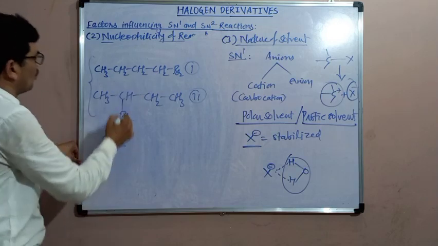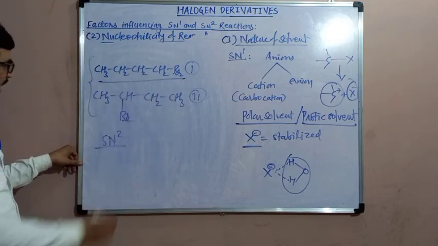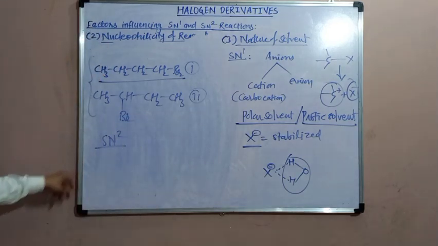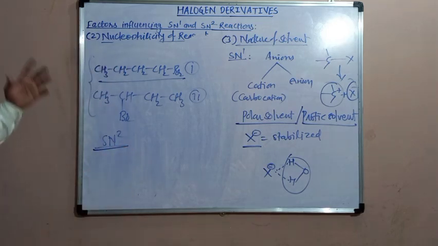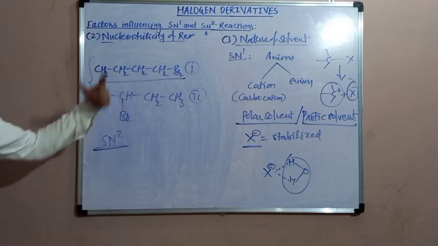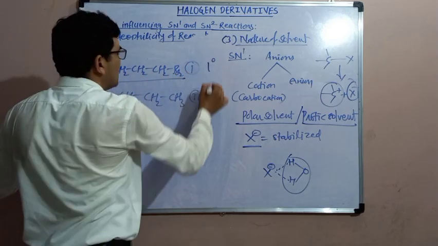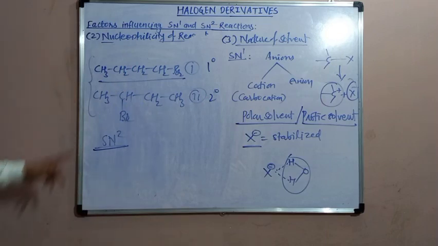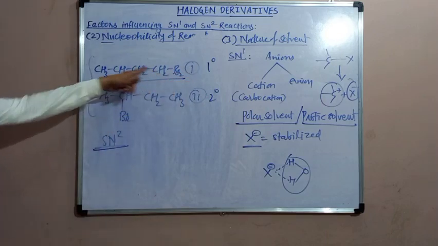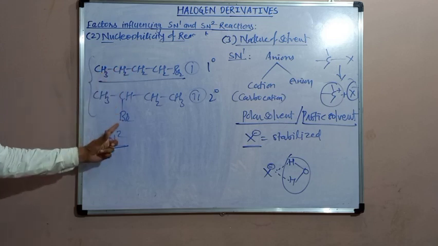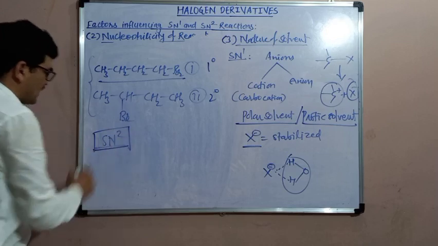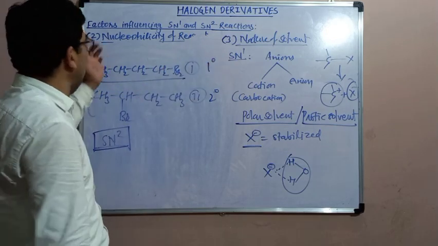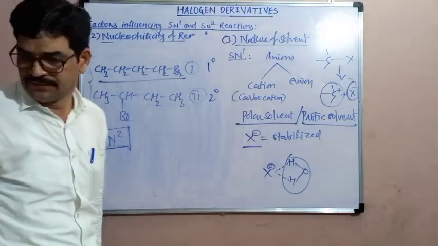Now here out of these two, this is the primary alkyl halide and this is the secondary alkyl halide. And already in the previous lecture we have studied that the order of reactivity of the alkyl halides for the SN2 reaction is methyl greater than primary greater than secondary greater than tertiary. So for the SN2 reaction the primary alkyl halide, that is 1-bromobutane, will be more reactive than 2-bromobutane, which is the secondary alkyl halide. So in this way the SN2 reaction can be studied, and the SN1 reaction and the factors which affect the SN1 and SN2 reactions.